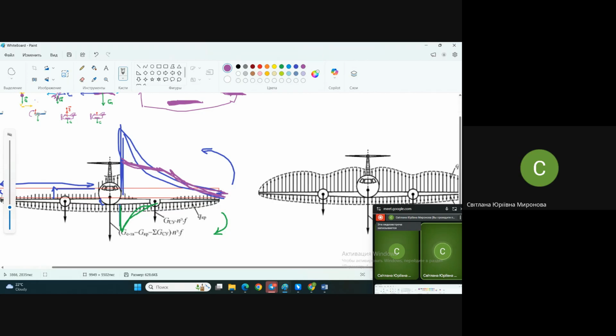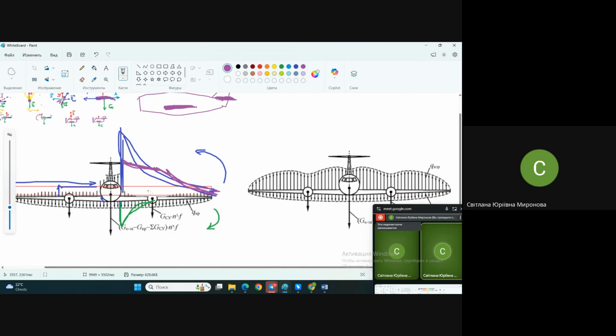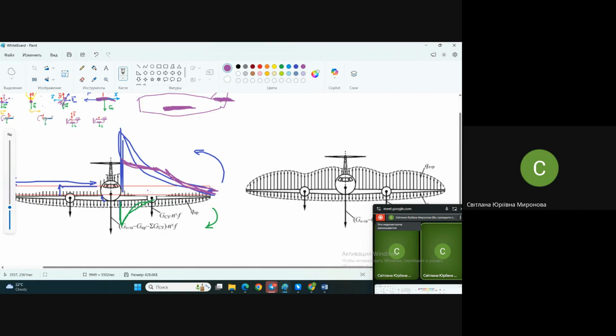In case you have engines on the wing, however weird it sounds, in this case the wing may be less in weight. And additionally, such positions of engines are somehow stiffening this place of the wing, because around the engines you need to reinforce the structure of the wing.